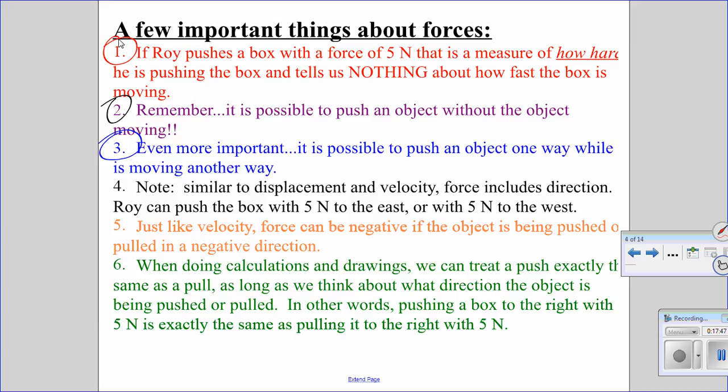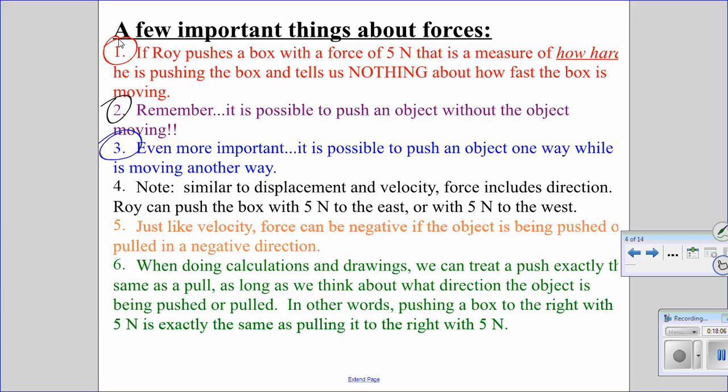Number 5, just like velocity, force can be negative, right? If we're talking one-dimensional motion, me pushing the table to the right with 5 newtons would be positive 5, whereas pushing it to the left with 5 newtons would be negative 5. Cool? All right, finally, number 6.